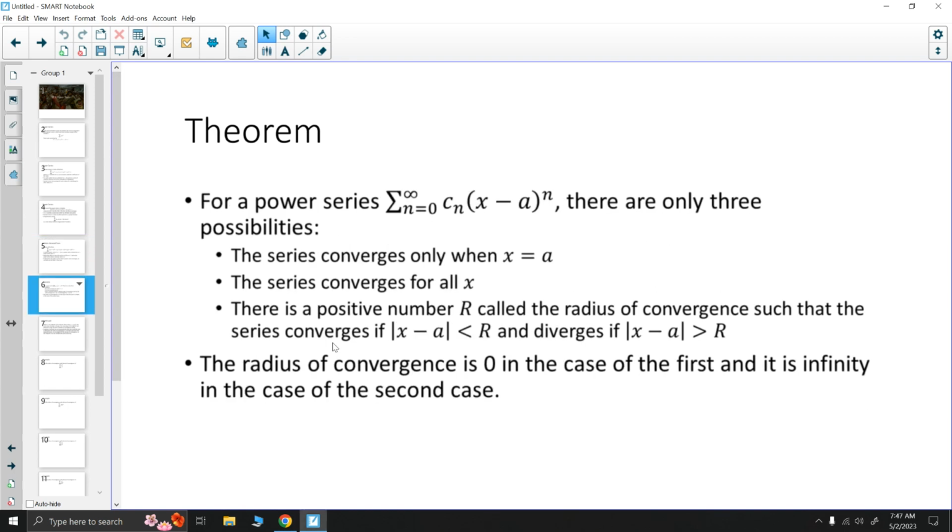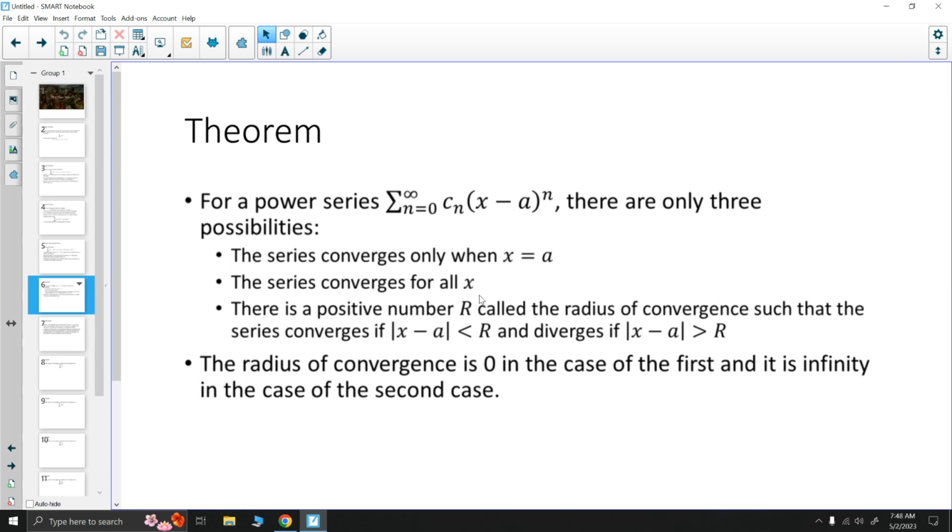So let's take a look at a theorem first of all. For a power series, there's only 3 possibilities that can happen. The series converges only when x equals a. That is, when you have 0 here. That's one possibility, because basically it will always converge in that case. The series converges for all x's. Basically, what we say there is that the series converges for x equal to all real numbers.